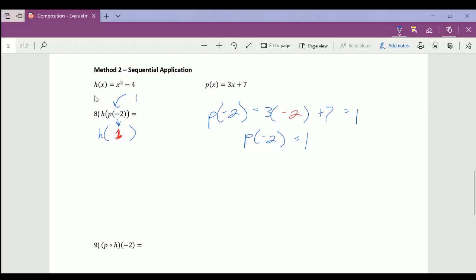And we just continue again. Now we're using h. This time it's going to be x squared minus 4. x gets replaced again with empty parentheses, and inside those parentheses, we will put the number 1. Using your calculator or by hand, whatever makes you happy, you're going to do 1 squared minus 4, and that gives us -3. So h of p of -2 is -3. All right. We're doing all right so far? One hopes.